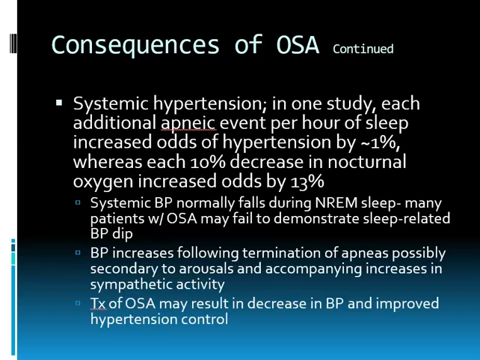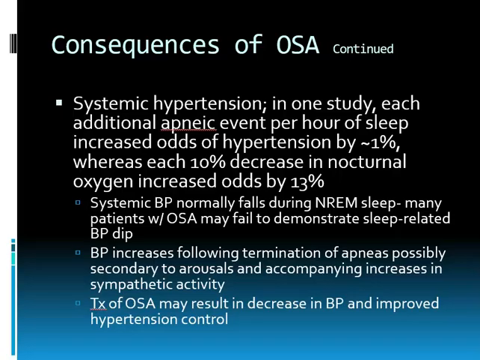So another issue is hypertension. Let's take a closer look at it. They've tried to correlate the severity of OSA with how much it can impact blood pressure. And what they found is that with each point increase in the AHI, the odds of hypertension increase by about 1%. So the severity of the AHI correlates with the severity of the hypertension risk.